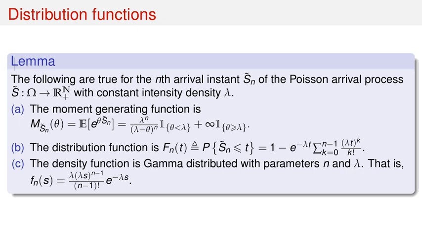C, the density function f_n of s is that of a gamma distribution with parameters n and lambda. That is, f_n of s equals lambda times (lambda s) to the n minus 1 over (n minus 1) factorial times e to the power minus lambda s.